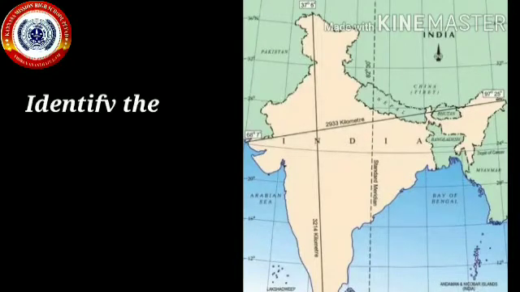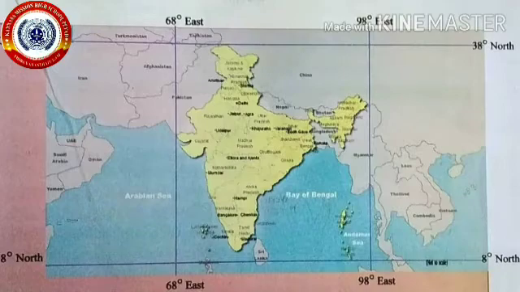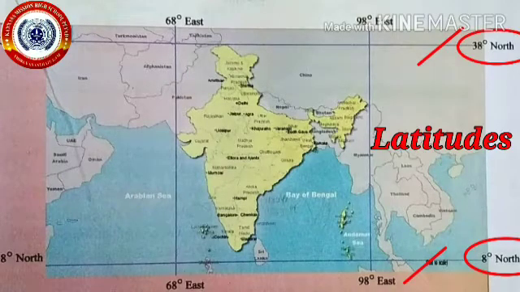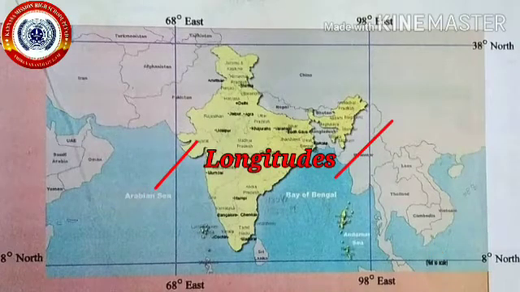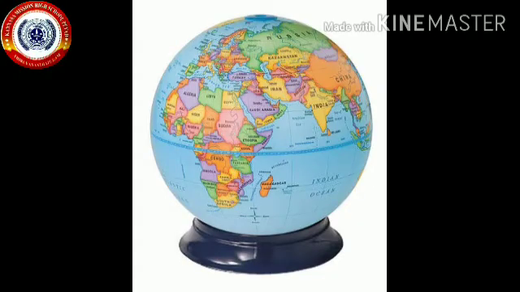Students, can you identify the location of India from this map in terms of latitudes and longitudes? Now all of you please listen here. These are latitudinal lines. The location of India is between 8 degree north and 38 degree north latitudes. See, these are longitudinal lines. The location of India lies between 68 degree east and 98 degree east. Okay students, hope all of you understood how to identify the location of a place on Earth in terms of latitudes and longitudes.